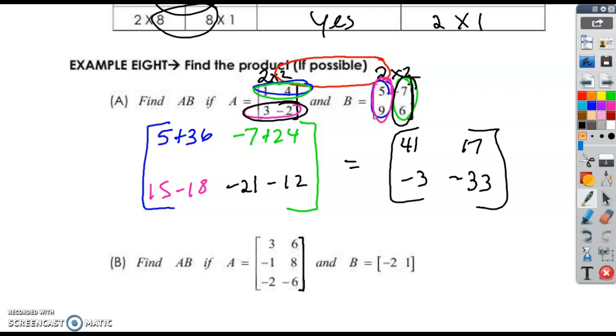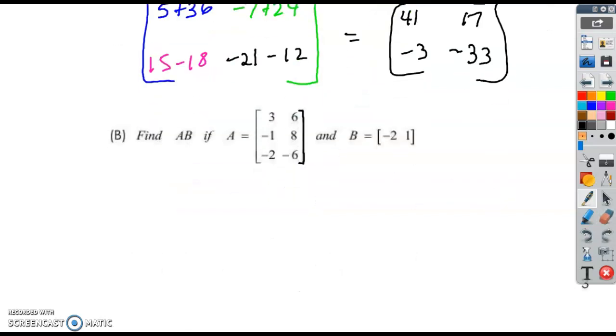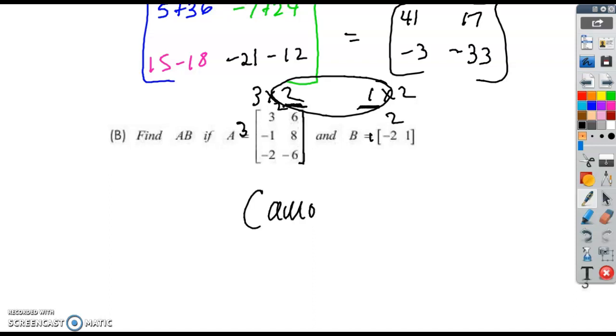Good. All right, so we go to the second one here, and we notice this is a 3 by 2. And this is a 1 by 2. Right? 3 by 2. This is a 1 by 2. So the number of columns here do not equal the number of rows. We're not going to be able to multiply those. So you're just going to write cannot, that's 2 n's, cannot multiply.